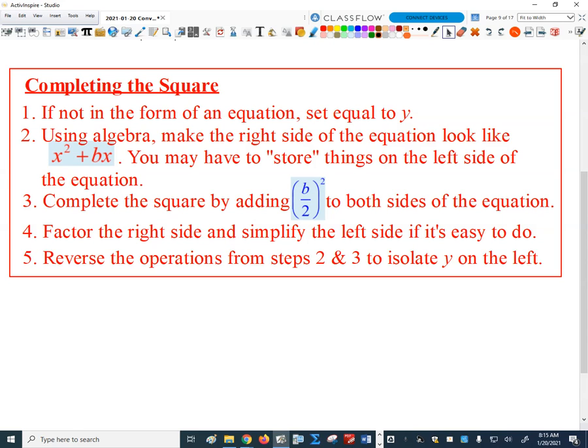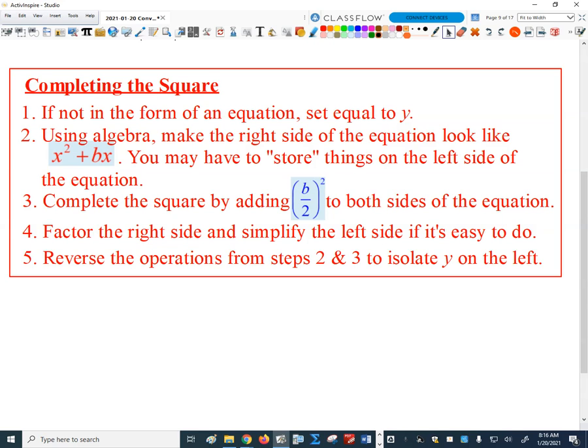So the steps, once again: if it's not in the form of an equation, we want to set this equal to y, first of all, okay? And now ours are going to be in the form of equations because we're talking about f of x equals a function, right? We'll replace the f of x with a y just to make things look simpler. So using algebra, we want to make the right side of the equation, and it could be the left, it doesn't matter which one, we'll just say the right, look like x squared plus bx.